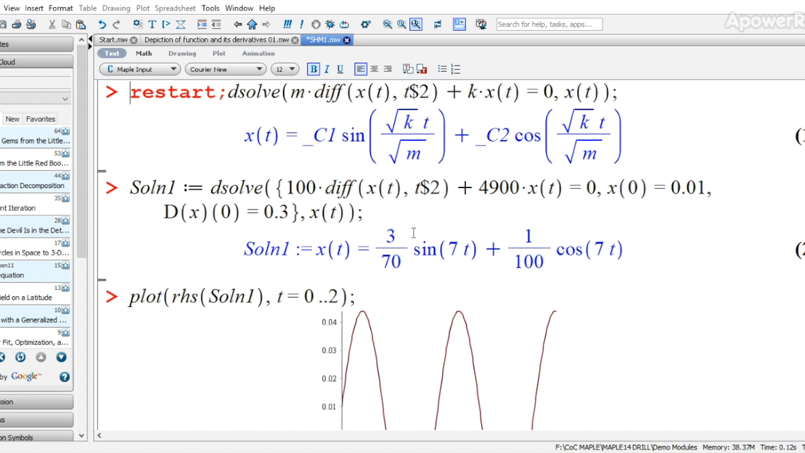So here there is no dissipative factor, therefore this equation is very simple, and here we are using the command dsolve. Dsolve means it's solving a differential equation.